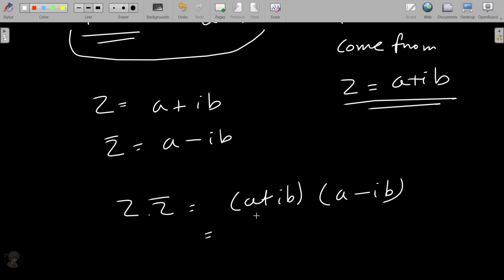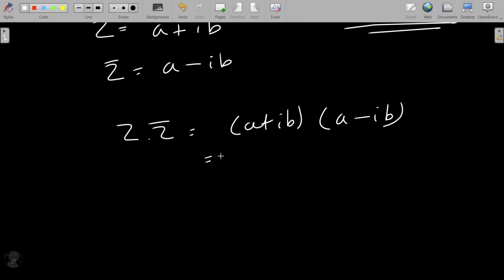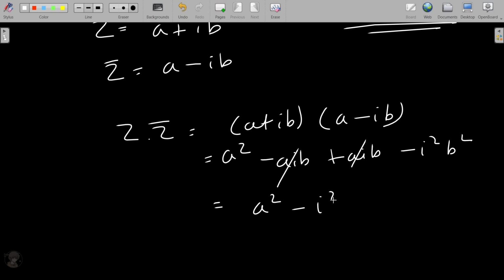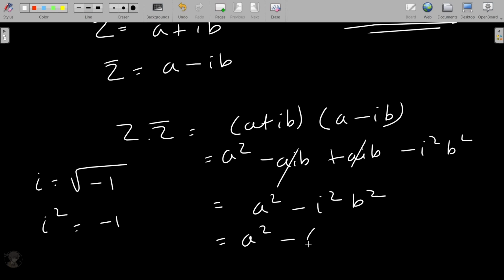Now let's expand these. a square minus aib plus aib minus i square b square, and plus and minus cancel, so a square minus i square b square remains. i is the square root of -1, so if we square it, the square and square root cancel, and only -1 remains. So a square minus (-1) b square.